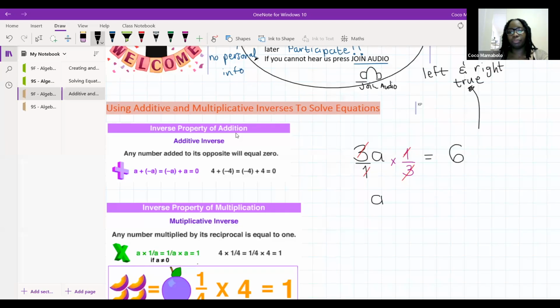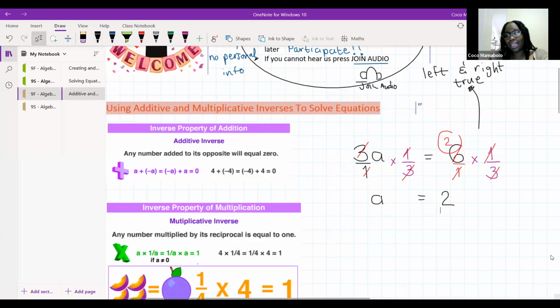I've got A. Okay, but Teacher Coco can't forget that if she does something on the left-hand side, in order for the statement to stay true, she needs to do it on the right-hand side. So if I've multiplied by 1 over 3 on this side, I need to multiply by 1 over 3 on this side. Okay. Now we can still cross cancel. The only difference here is that 6 divided by 3 will give us 2. Okay, and this is over 1, and the 1 will cancel. So what I actually have left here is 2. Okay, so A is then equal to 2.